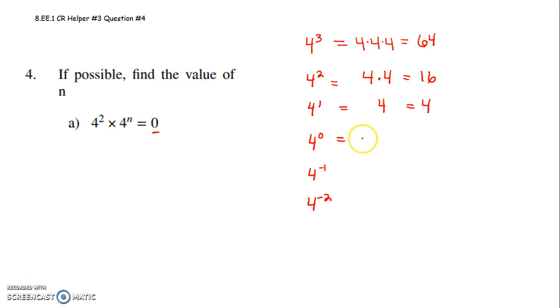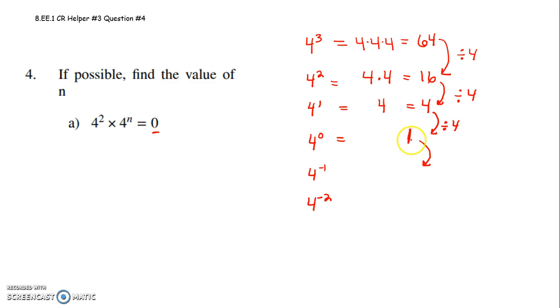Now for 4 to the 0, some kids are like, I'm not sure what that is. Well, if I go working down my chart, 64 divided by 4 gets you to 16. 16 divided by 4 gets you to 4. So then here, you just keep the process going. 4 divided by 4 gets you to 1. So 4 to the 0 power is actually a 1.